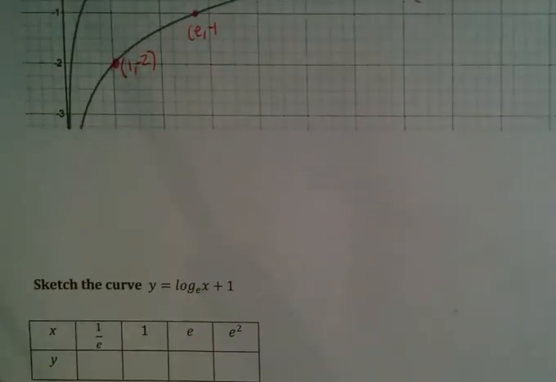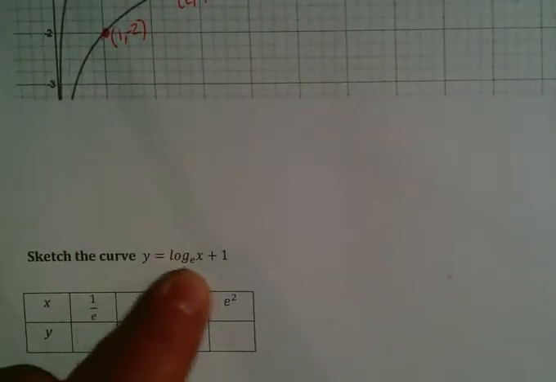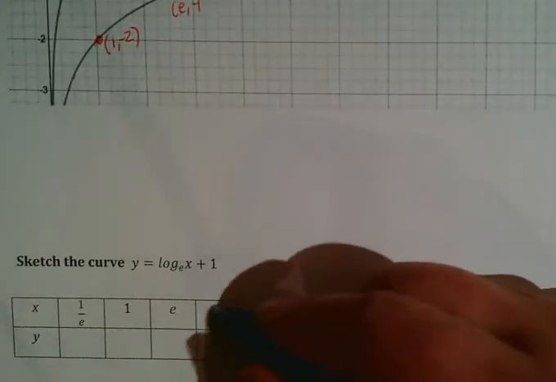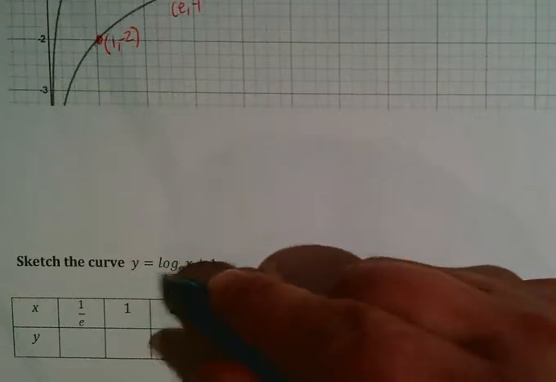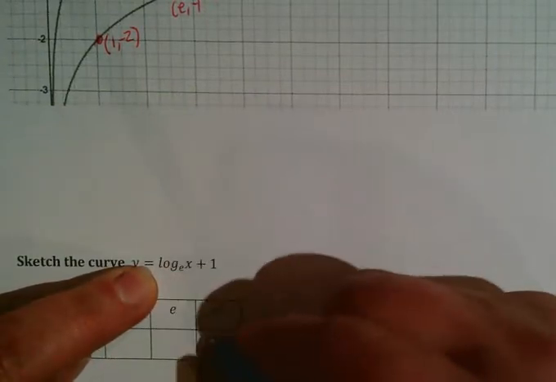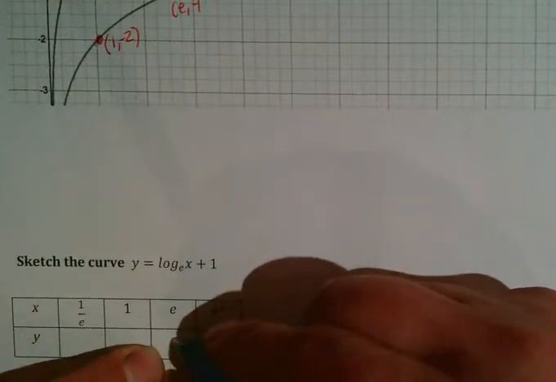And if you could also please complete the table of values for y equals log to the base e of x plus 1 and sketch that as well. I'm just starting with some of these easy ones. e squared there would be 2. Log to the base e of e squared is 2 times 1, which is 2, plus 1 is 3. Log to the base e of e is 1.